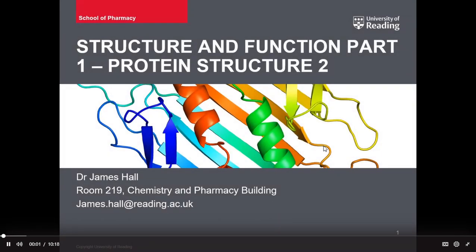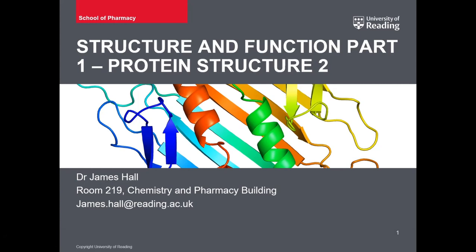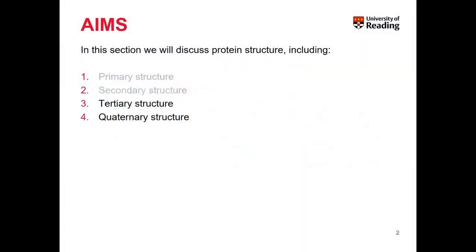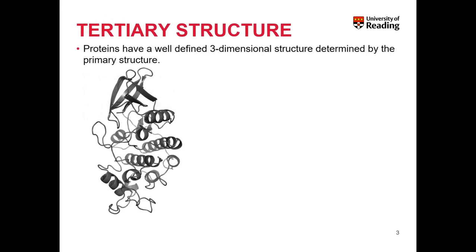In this section, we'll finish looking at the structure of proteins by reviewing tertiary and quaternary structure. We will focus on how different amino acids can interact through their side chains with each other to form the tertiary structure of proteins, and then how multiple protein units can come together to form the quaternary structure. So let's move on to tertiary structure.